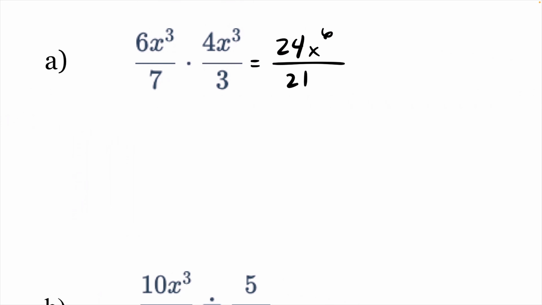And then the bottom is 21. Last step: divide. What's the biggest thing that goes into 24 and 21? 3, right? So this becomes an 8, and that becomes a 7.